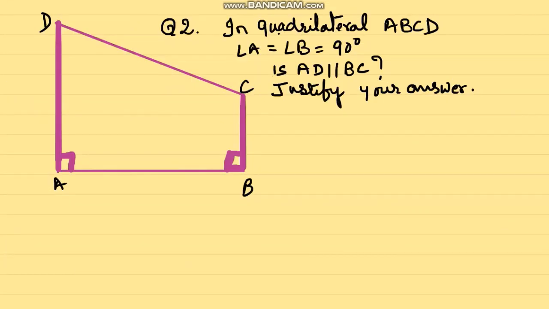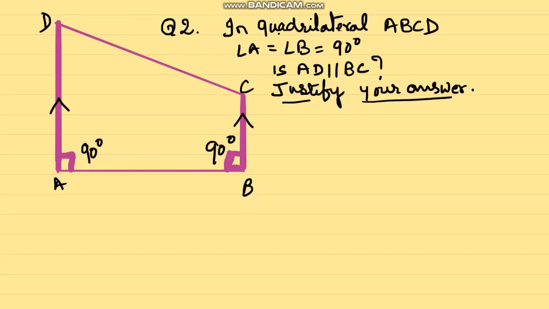See what is given in question number 2. In the quadrilateral ABCD shown in the figure, angle 1 is equal to angle 2 and both of them are equal to 90 degrees. Now you have to find out whether AD is parallel to BC. This is AD and this is BC. Is AD equal to BC? Justify your answer. This is your question.